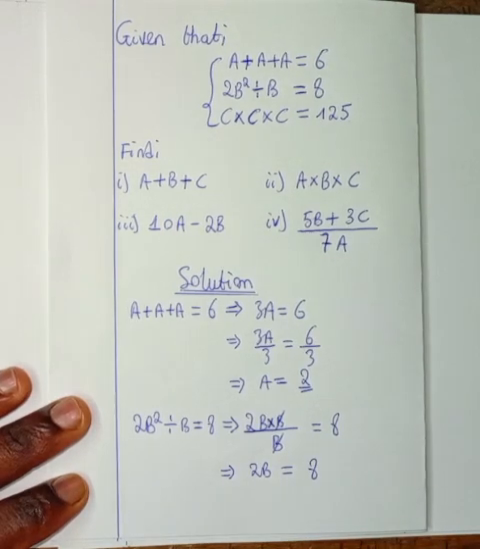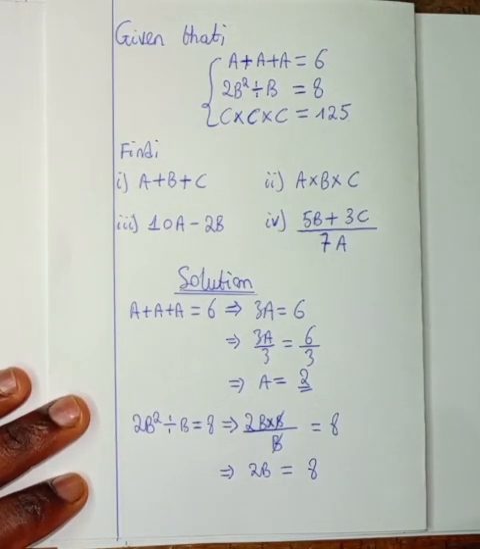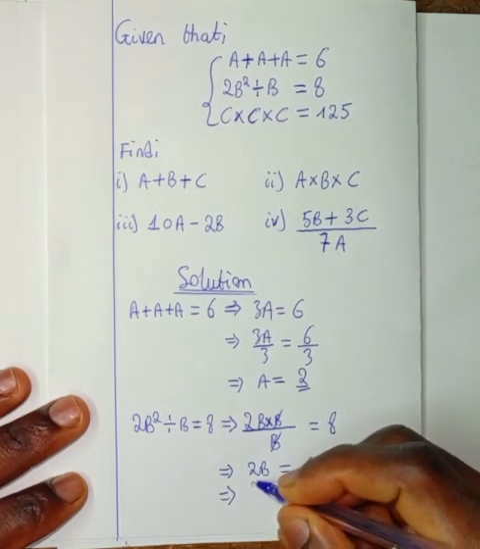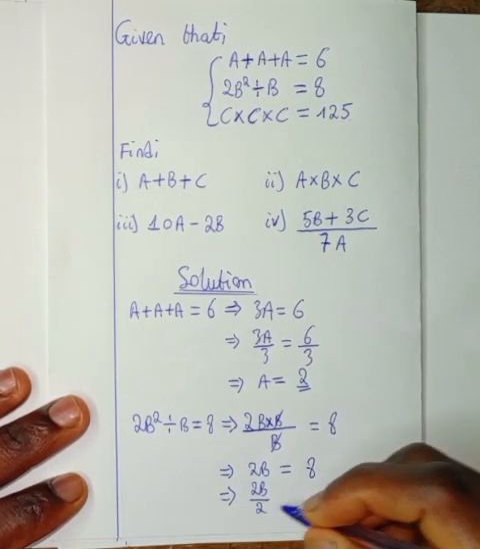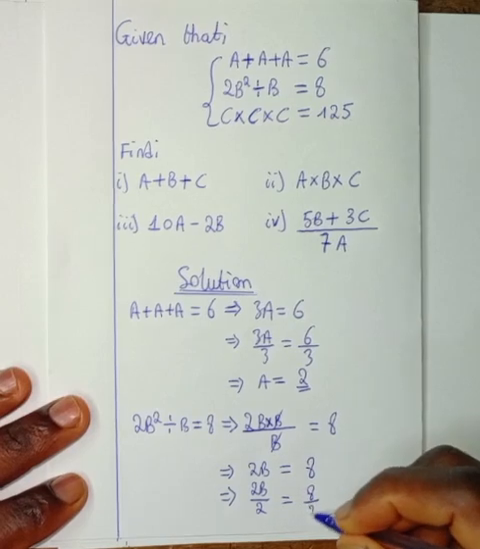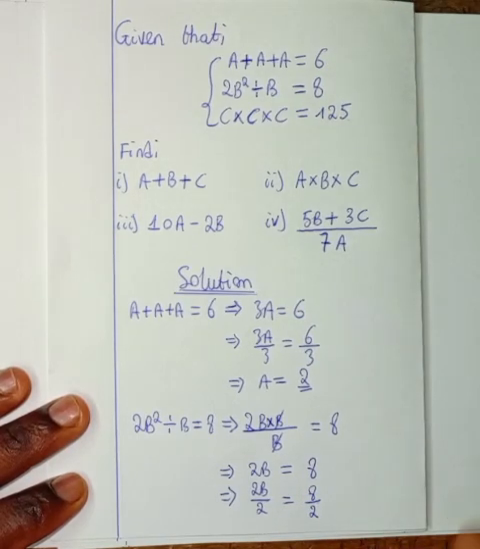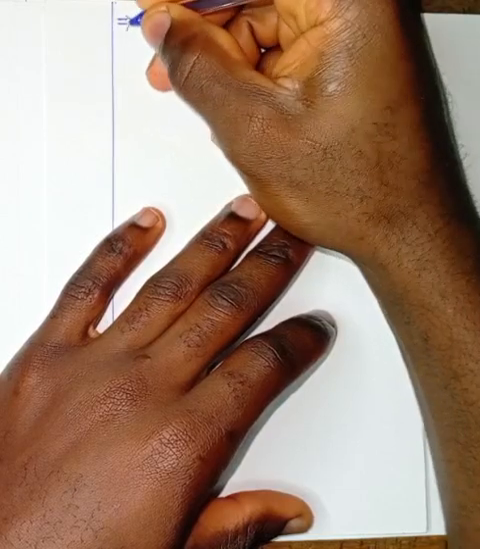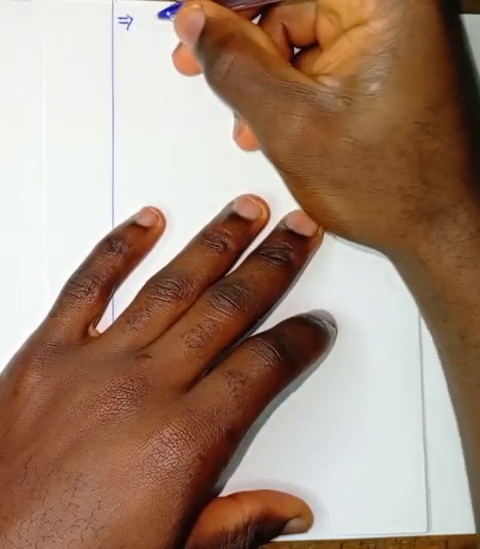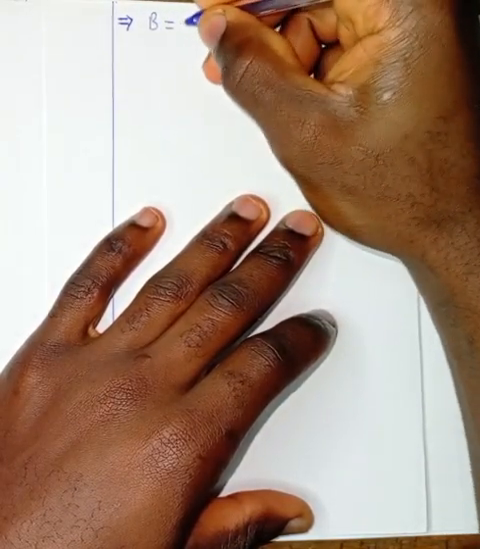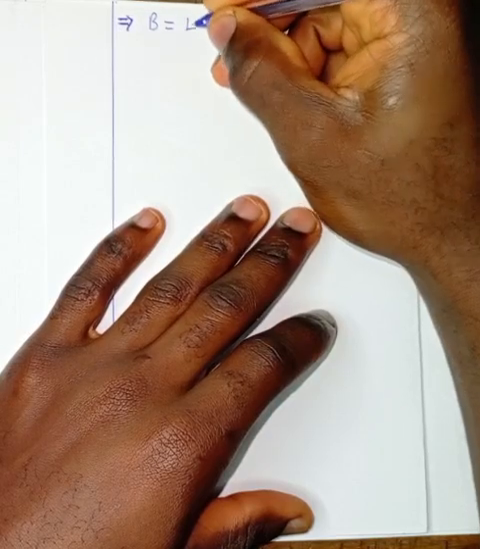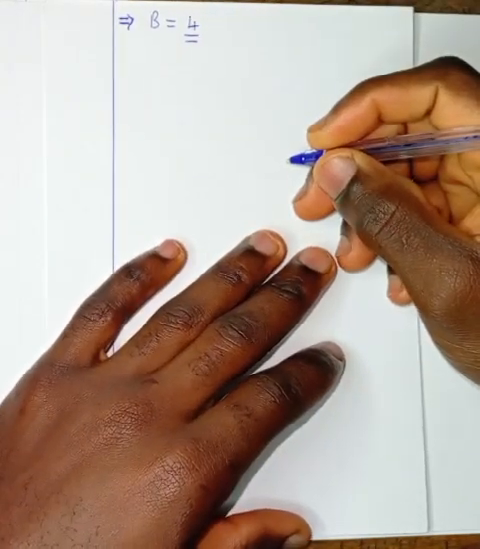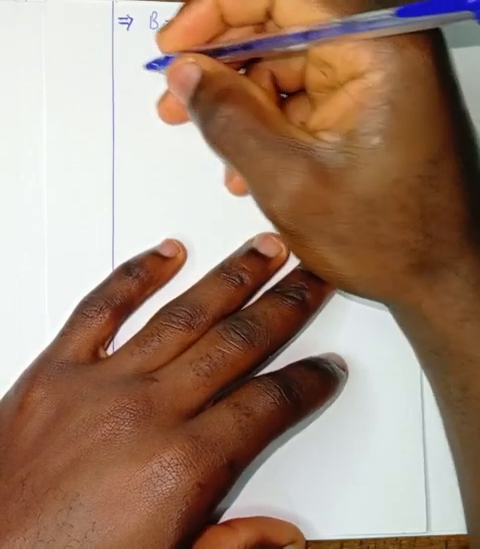Next, for us to get the value of b, we are going to divide both sides by the coefficient of b, which is 2. Then 2b divided by 2 is equal to 8 divided by 2. Dividing both sides by 2, we obtain b to be equal to 8 divided by 2, which is 4. Next, we need to find the value of c by making use of equation 3.